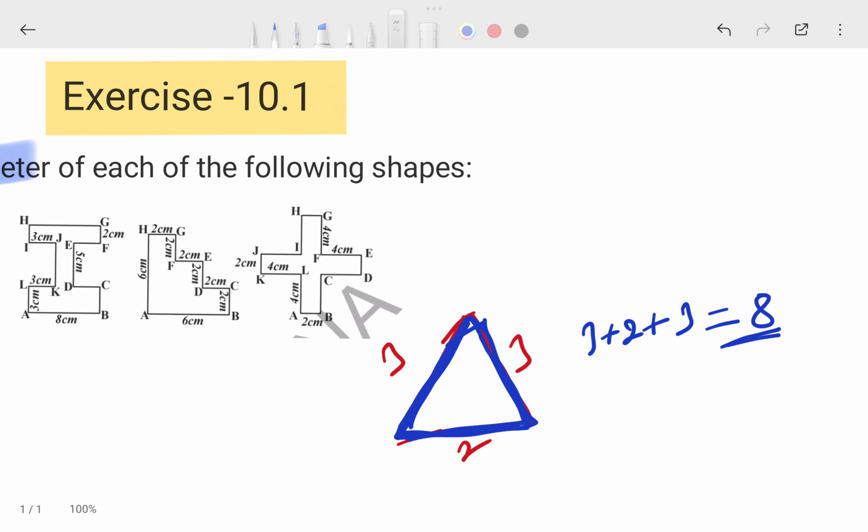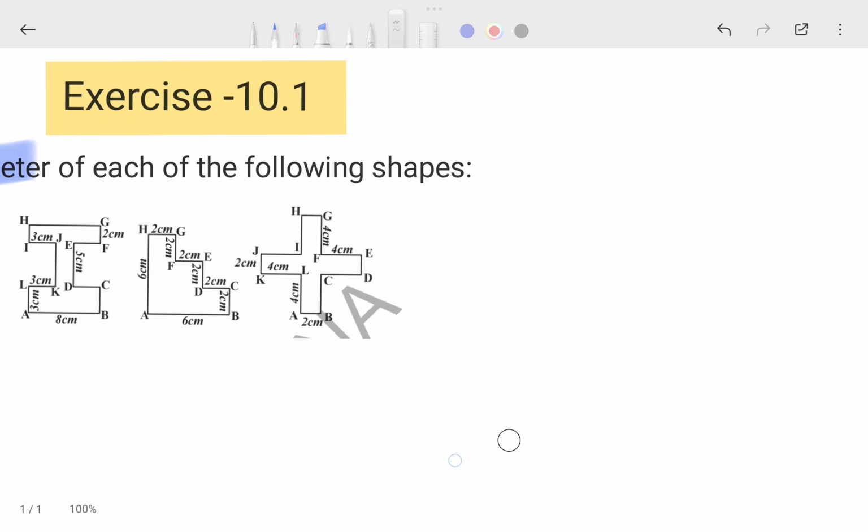Now remember, perimeter is simple. Like if one square box is given and I tell you to find the perimeter, it means that whatever the boundary is, just add this boundary. When you add all the sides, that is the perimeter. Perimeter means simply the sum of the boundaries. Is it clear? Right, so if it is clear, then let's talk about the question.